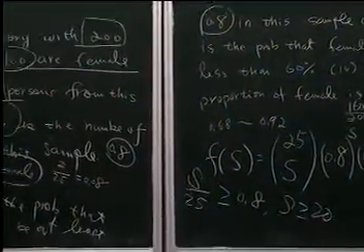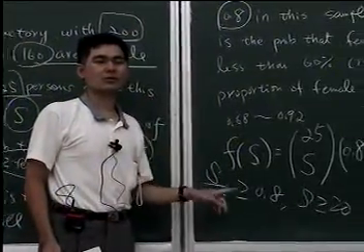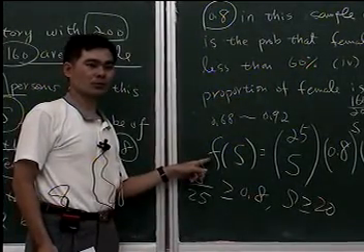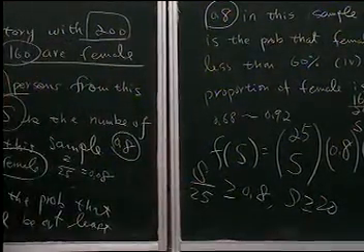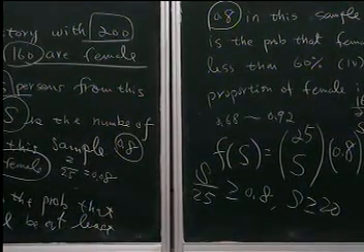So what does that mean? In this case, you have two ways to deal with this problem, okay? The first one is by binomial distribution. So let us see what's going on there.